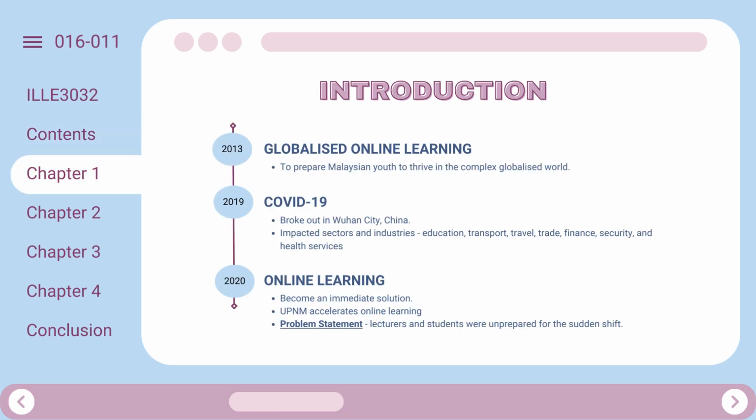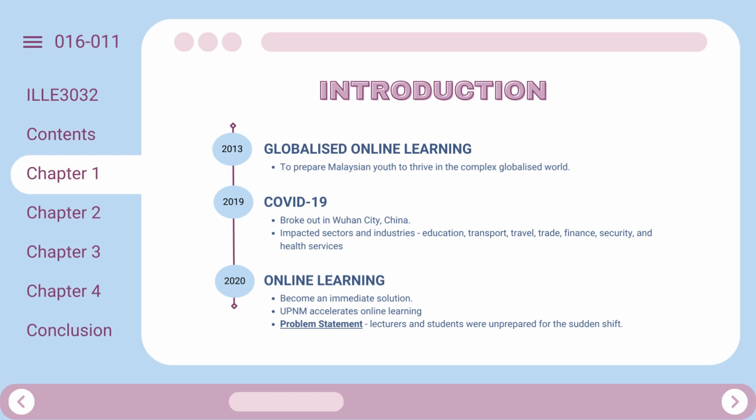Introduction. The COVID-19 pandemic has paved the way for introducing online learning, which indirectly supports globalized online learning, one of the major shifts of the Malaysian education blueprint, higher education, that was introduced in 2013. COVID-19 first broke out in China in December 2019 and has impacted many sectors and industries such as education, transport, travel, trade, finance, security, and health services.